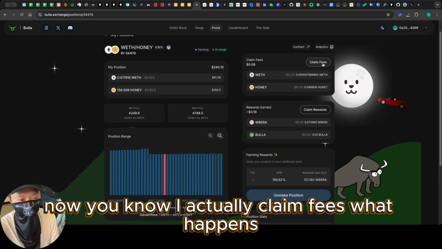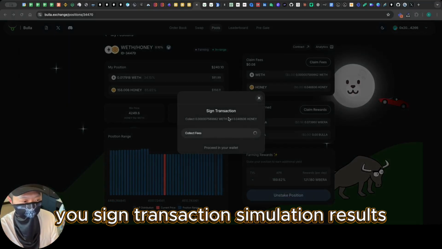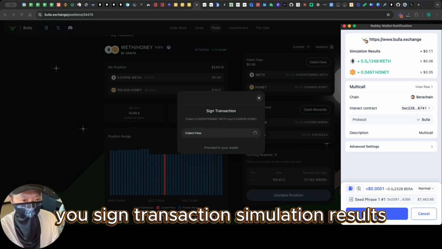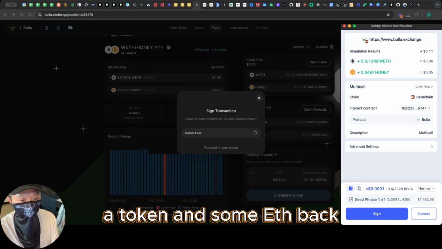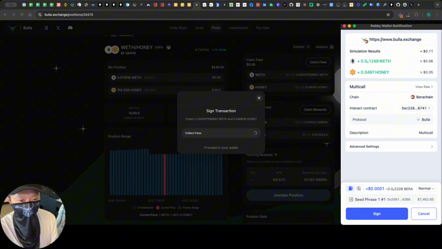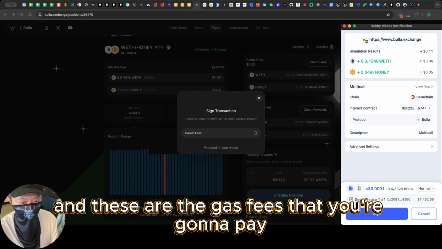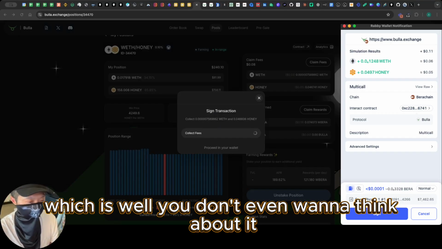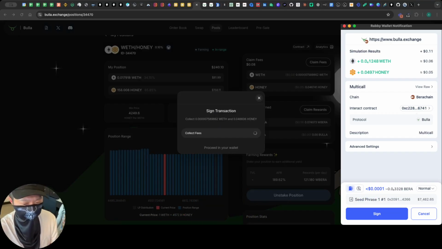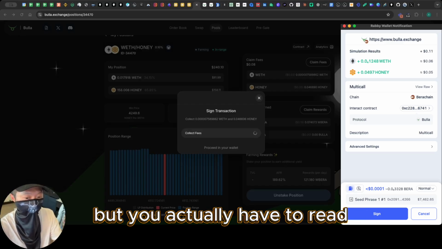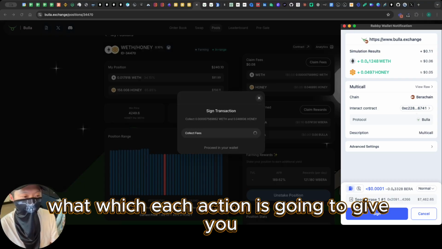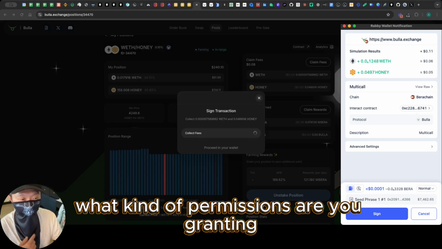Now, actually claim fees. What happens? You sign a transaction. Simulation results: you're getting some Honey, a token, and some ETH back. That's what happens, and these are the gas fees that you're going to pay, which, well, you don't even want to think about. This is what happens in the transaction, but you actually have to read what each action is going to give you. What kind of permissions are you granting?